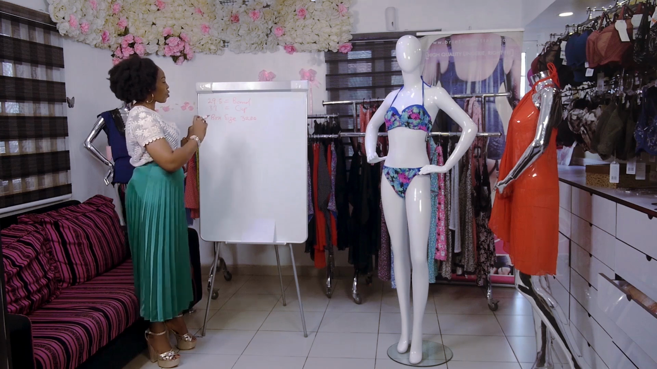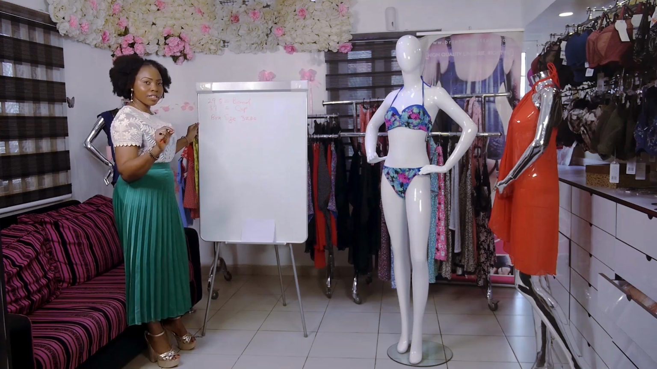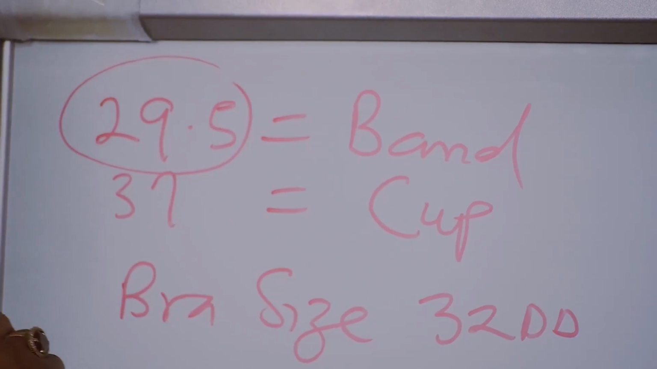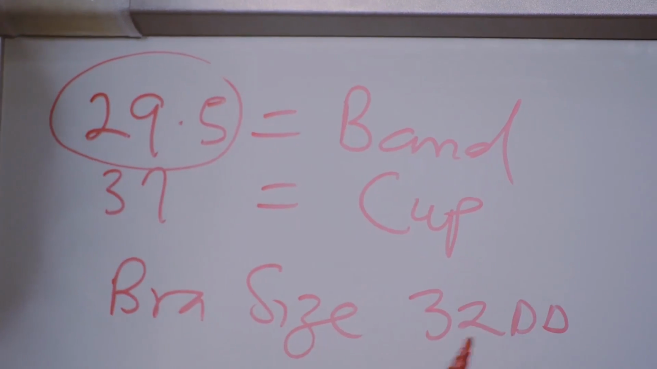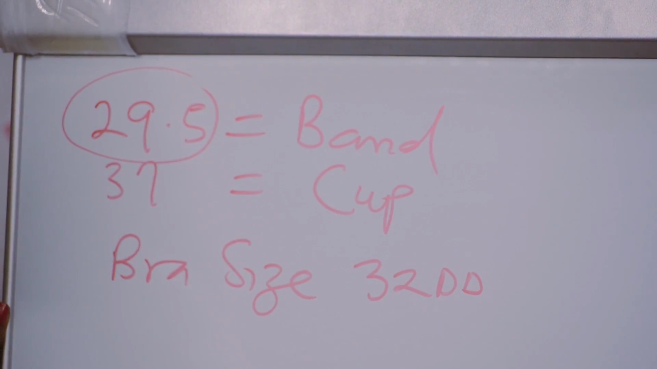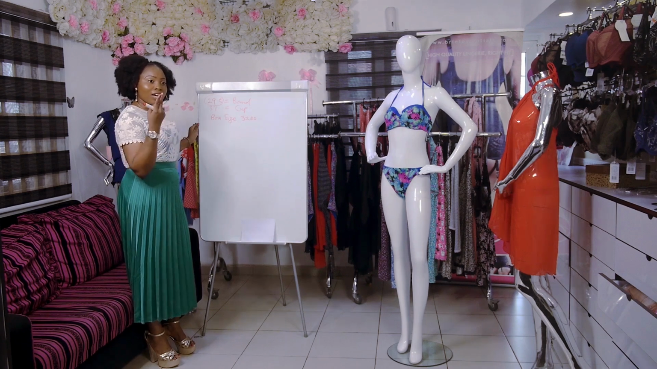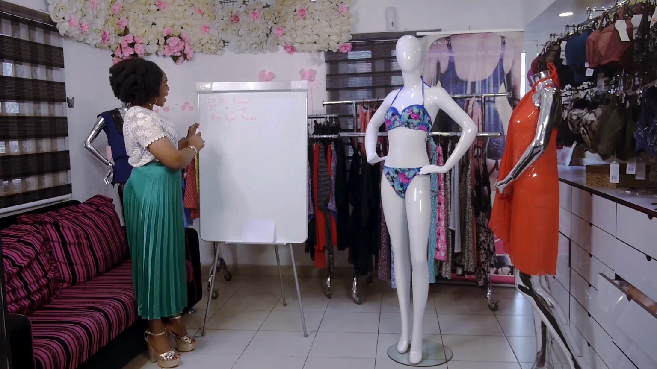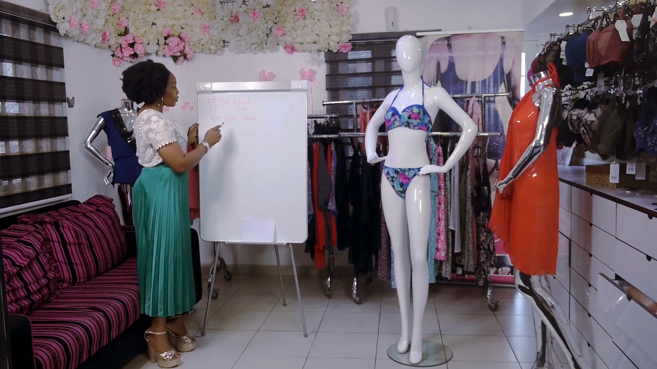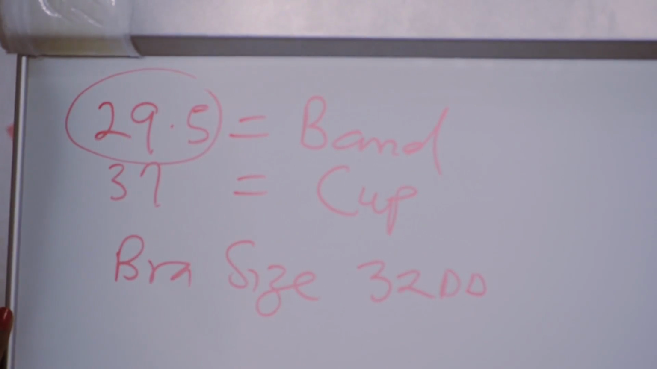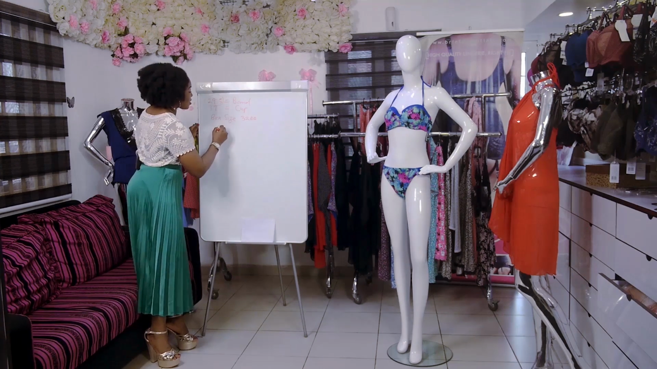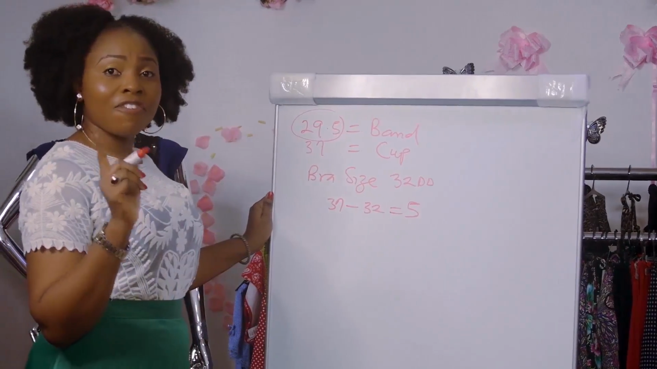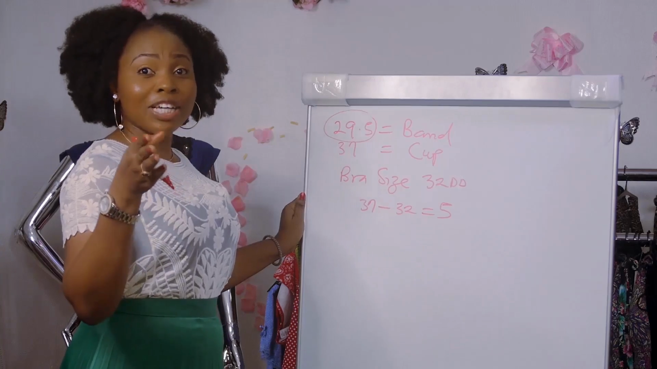The reason is the band size has to be even and it's a whole number. So you have to round up whatever you get in inches to the nearest whole, like 30. But because 30 might be very, very tight for that person, we can have an allowance of 2 inches to that particular measurement. That gives us a 32. And then you would deduct the 32 from the 37. That's the cup size. We have a difference of 5, which is 37 minus 32 equals 5. A difference of 5 in breast sizing means a double D cup.